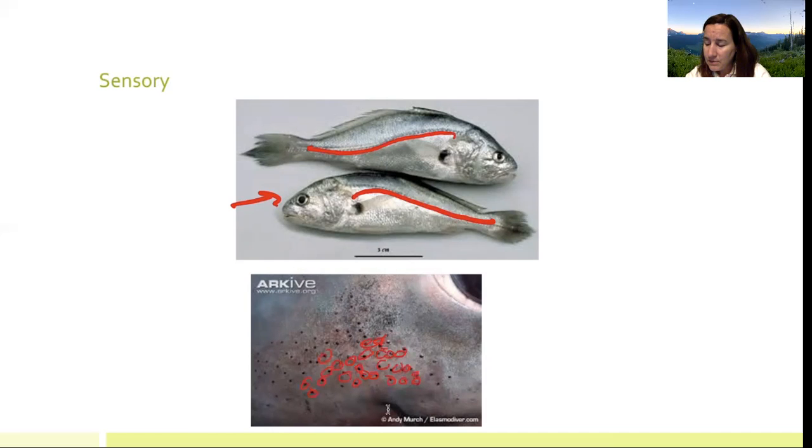These, again, are the ampulla of Lorenzini. You can see them on a shark's face, and they detect electrical currents. So sensory information, sensory reception, is getting more complicated as we evolve into vertebrates.